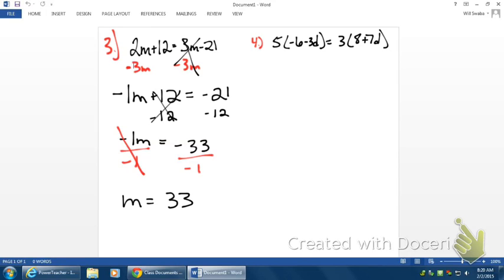Okay? You should have got that no matter which way you did it. Now, for number 4. The first step for both sides is to distribute. Go ahead and distribute that straight up. I'm going to write it down over here.